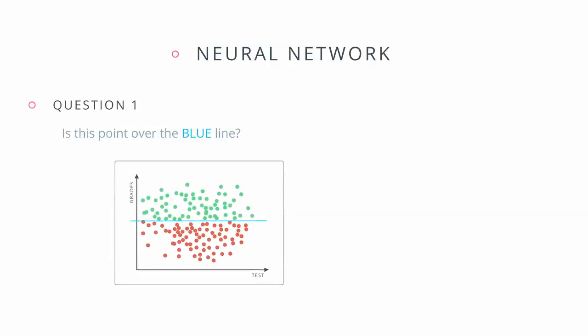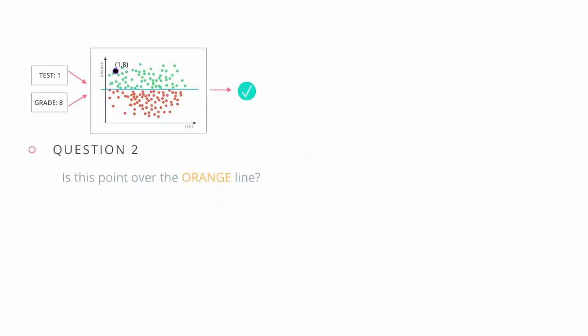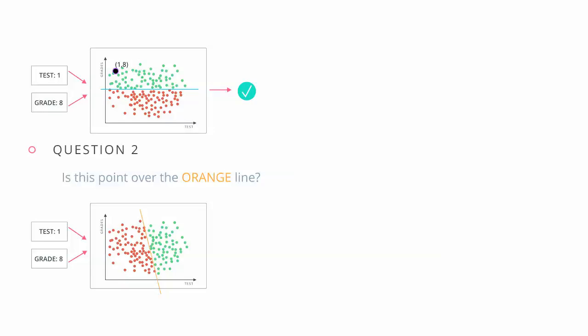Now let's graph each question as a small node. The first question is, is the point over the blue line? We have a node with the area and 2 input nodes, the test score and the grades. For example, we have a student where the test score is 1 and the grades are 8. The node plots the point and checks if the point is on top of the black line and returns the answer, yes or no. The second question is similar. We input test and grades, and the corresponding node will plot the point and return a yes or no depending on the point being on top of the orange line or not.